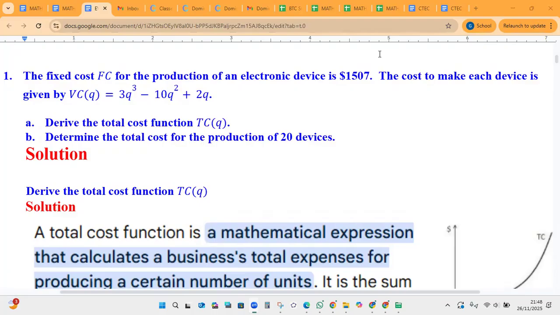Part A says to derive the total cost function, T for total and C for cost, in terms of Q. That's TC of Q. And B says to determine the total cost for the production of 20 devices. So in the solution, we are going to deal with the first part of the question, part A, to derive the total cost function, TC of Q. And for that, we're going to rely on some information.